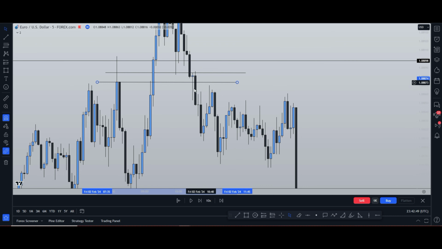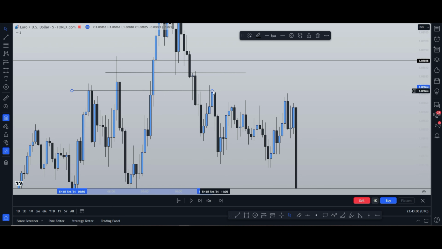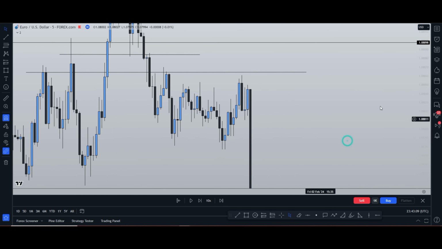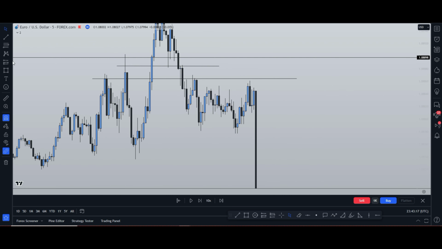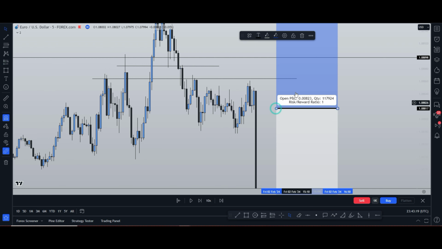Now this is a resistance formed. Look at this wick rejection here. This is a resistance formed. This is a resistance formed, and now look at this. This is resistance formed here, resistance here, rejection, resistance formed, equal high here, resistance formed here. So we know price is staying below this level of 1.08864. So you know that, okay, there's a market shift.